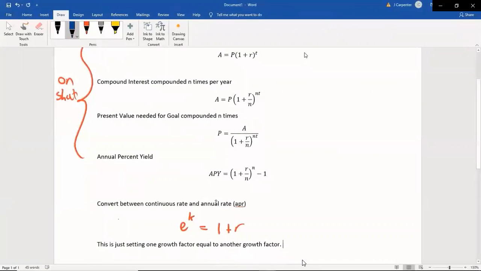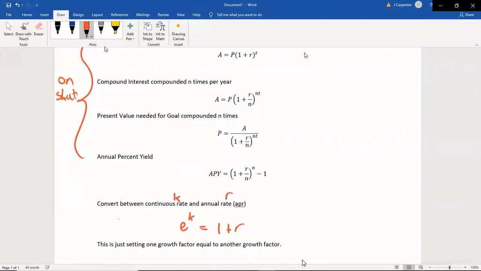Now, the k is the continuous rate. Why did it switch to blue? Did I hit blue and not realize it? Must have. So the continuous rate is the k, the annual rate, the APR, that's the R.